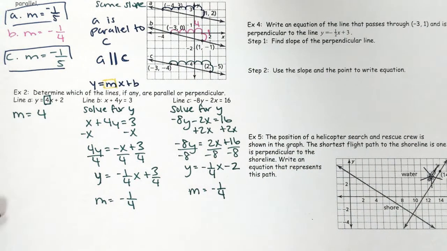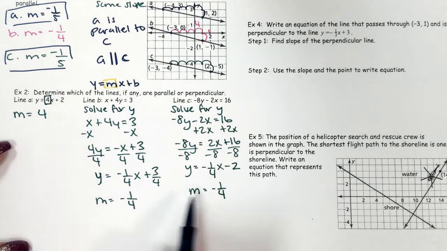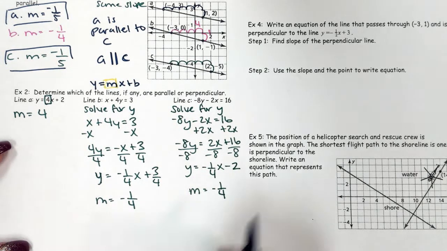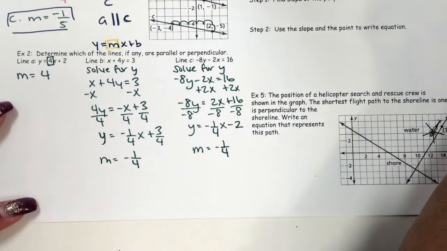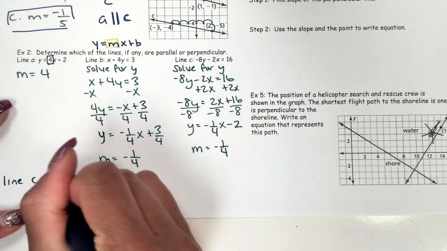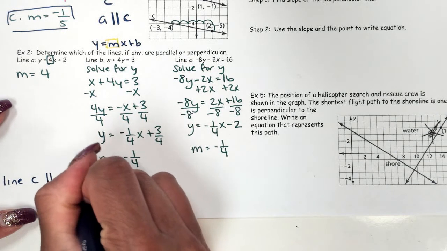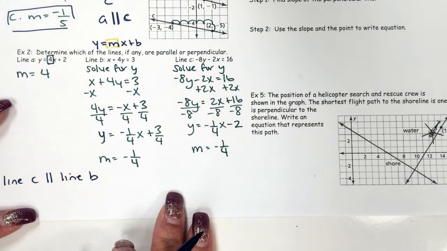So now I've identified the slope of each term, and now I need to know which ones are parallel and which ones are perpendicular. And so let's see. Parallel is same slope. So which ones are parallel to each other? That would be line B and line C. So we can say line C is parallel to line B because they have the same slopes.